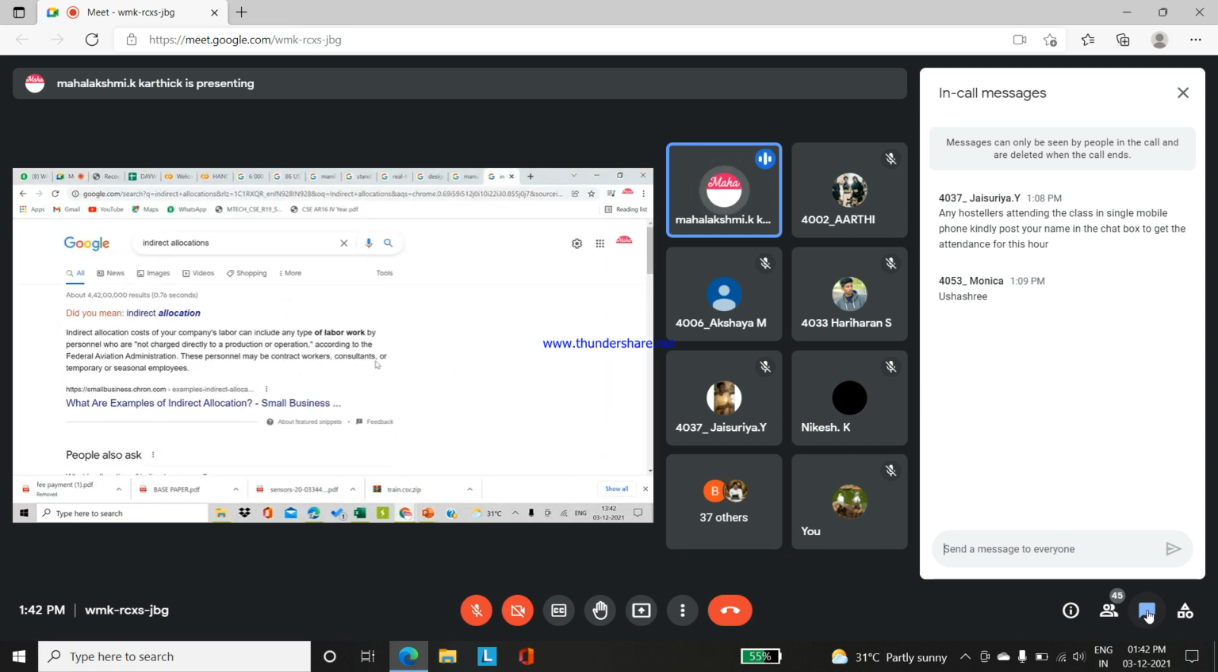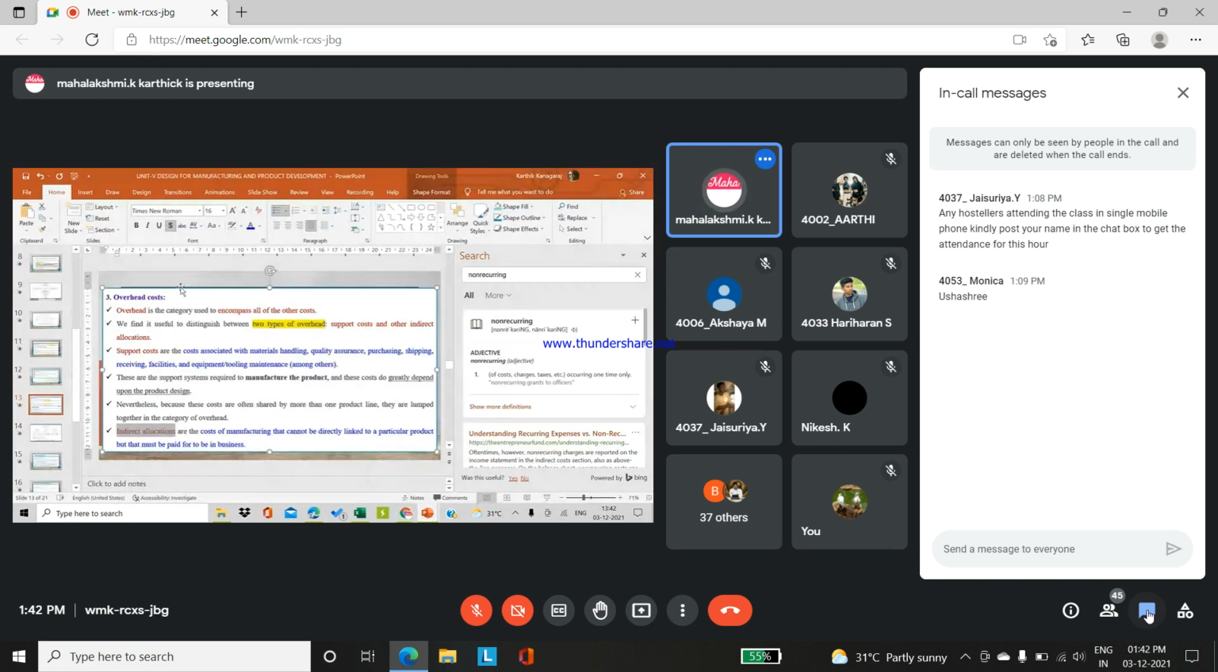Contract workers, consultants to promote your product and reach many customers. They will communicate with them, or temporary or seasonal employees. Not all companies will spend on these people. That is why this type of indirect allowance comes under overhead cost.